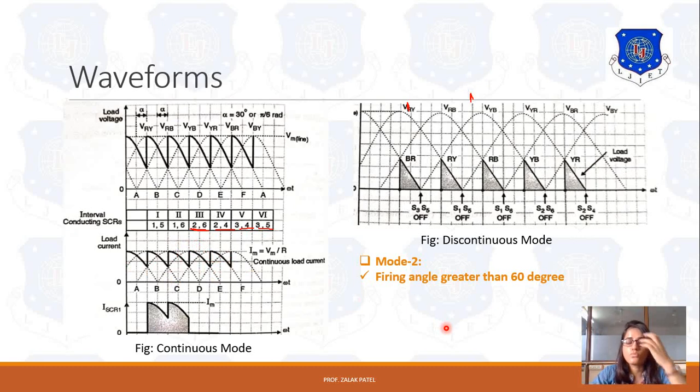So for mode 2, or we can say for discontinuous mode, the firing angle is greater than 60 degrees. And for the average DC voltage, 2 Vm upon pi times 1 plus cos alpha, if you put in the values, then it is either negative or 0, means you can say that it can easily go to 0 level after one SCR stops conducting. This is due to line commutation of the SCR.